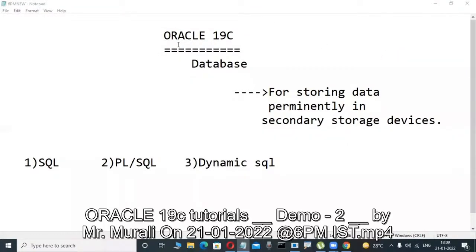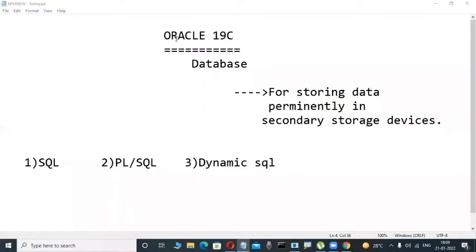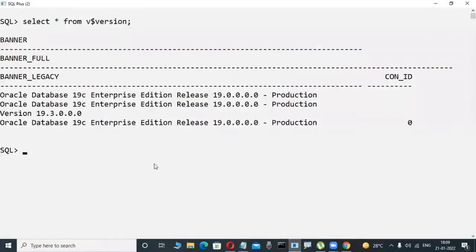These are demo classes, not actual sessions. Just for idea purposes, I'm telling some concepts, maybe 1 or 2 days, or 2 or 3 days. That's enough. If anybody did not attend yesterday's class, not a problem. Just observe what I am telling you; yesterday I told a small concept.